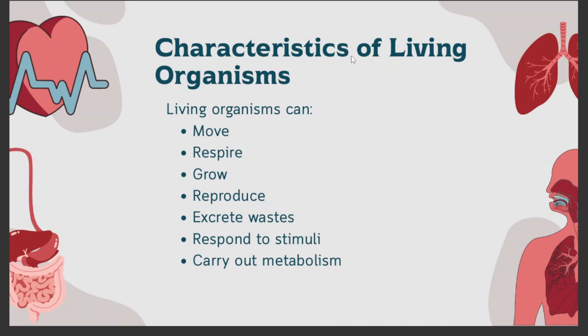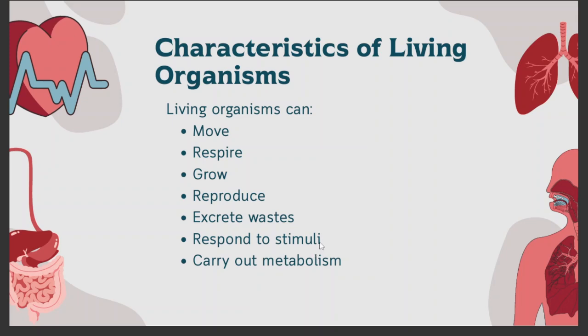Now, what are the characteristics of living organisms? We move, we respire, breathe, grow, reproduce, we excrete waste, we respond to stimuli, and we carry out metabolism. Now, in metabolism, we have catabolism and anabolism. Catabolism has to do with the breaking down processes like digestion. Anabolism has to do with the building up processes like growth. All right. So, metabolism is a combination of the breaking down processes and the building up processes.